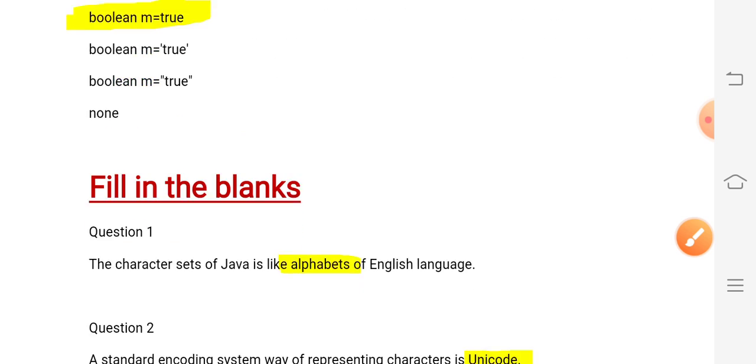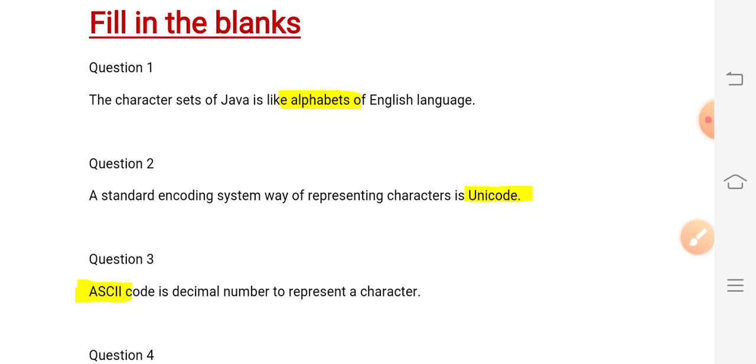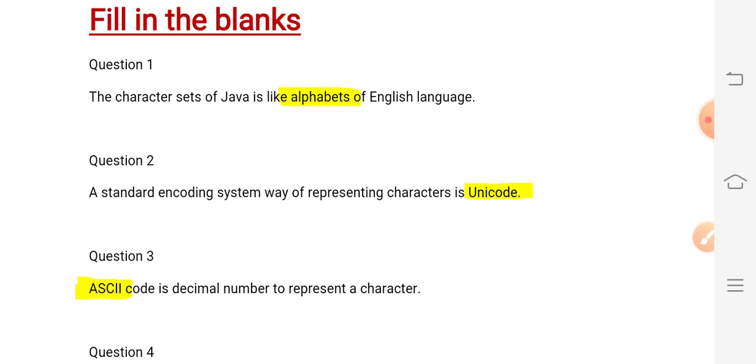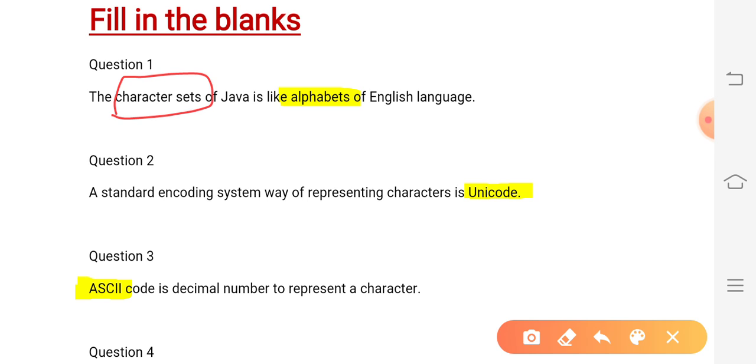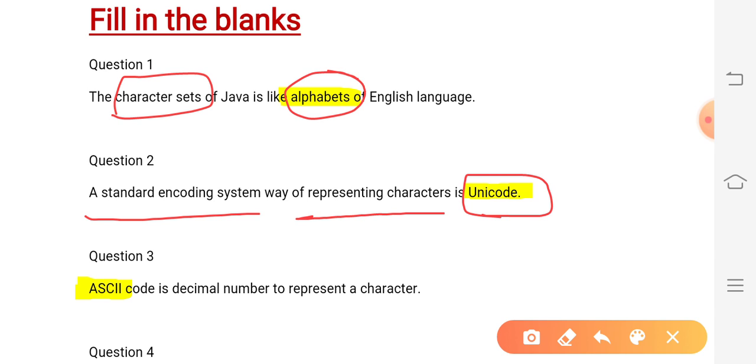Now moving on to the fill in the blanks. Right here, the character sets of Java is like alphabets of English language. Character sets कौन से होते हैं हमारे पास? जैसे A B C D, है ना? So ये क्या होते हैं? That resembles alphabets in English language. Next, standard encoding scheme way of representing characters is Unicode.